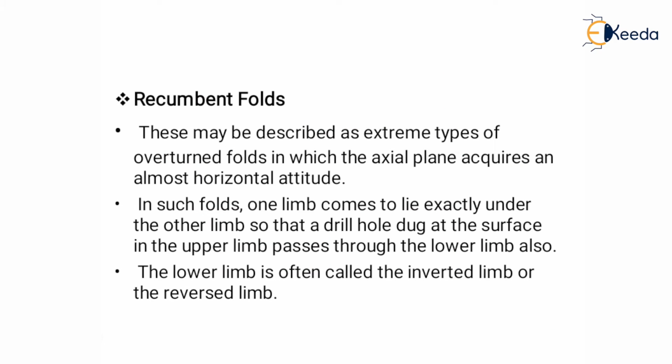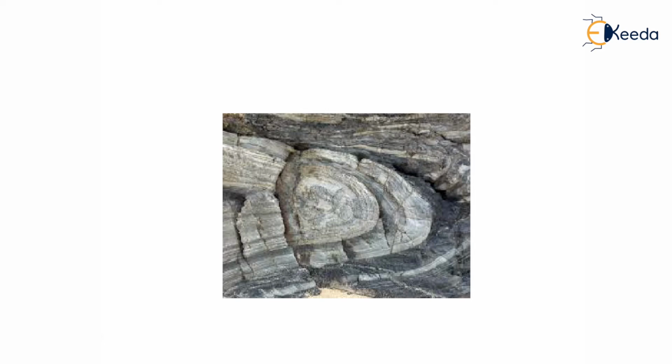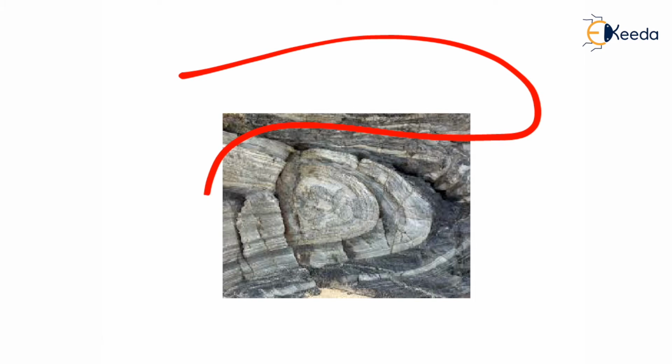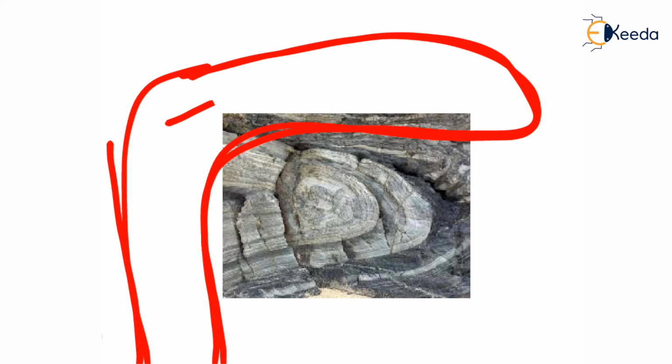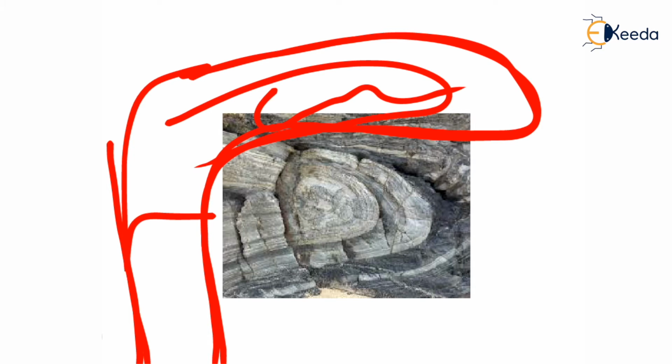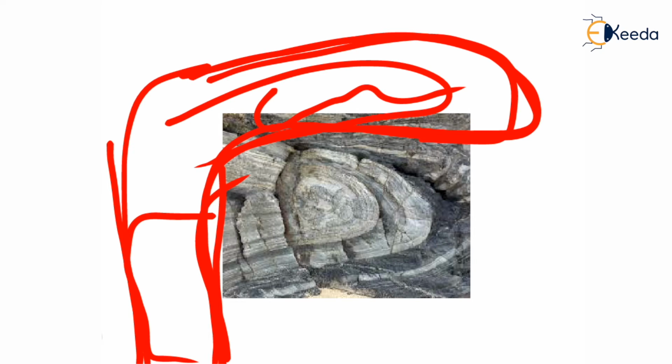Then the recumbent fold. See, this type of structure we call a recumbent fold, in which this limb is called the overturned limb and this limb is called the normal limb, and this core portion is made up of igneous or metamorphic rock, and this root zone portion also consists of sedimentary rock. This is called the overturned limb, in which one limb is very wide and the other limb is very short.